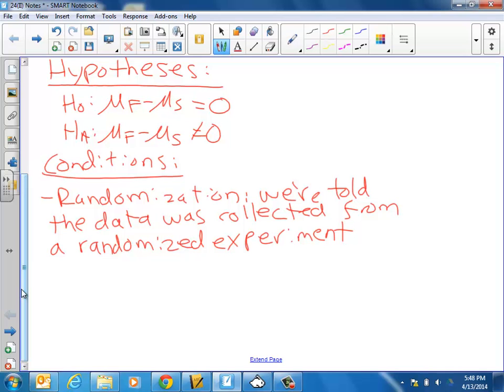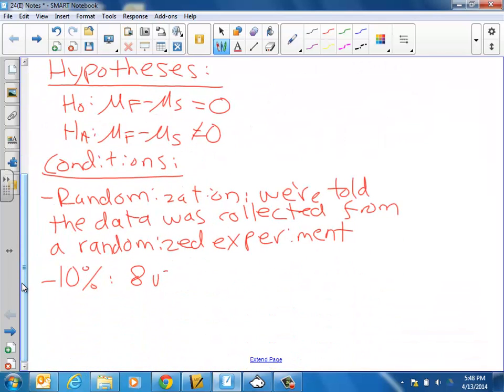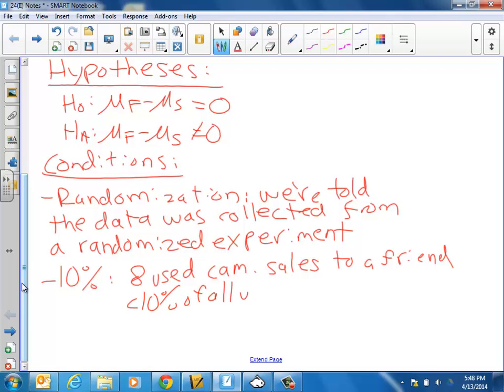Let's go ahead and talk about the 10% condition as well. 10%. Sure, that one's met. We've got that 8 was that used camera sales to a friend, yeah. 8 used camera sales to a friend should be less than 10% of all used camera sales. Alright, not too bad there.